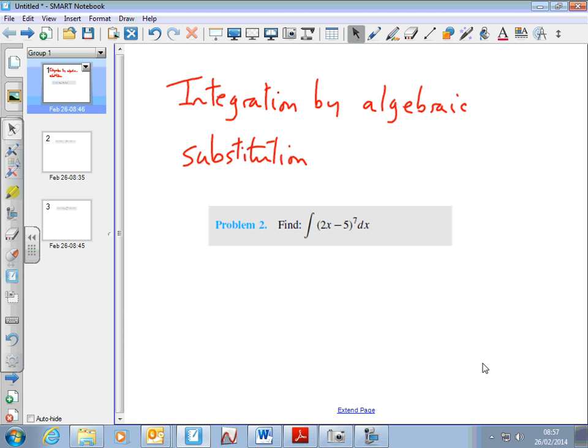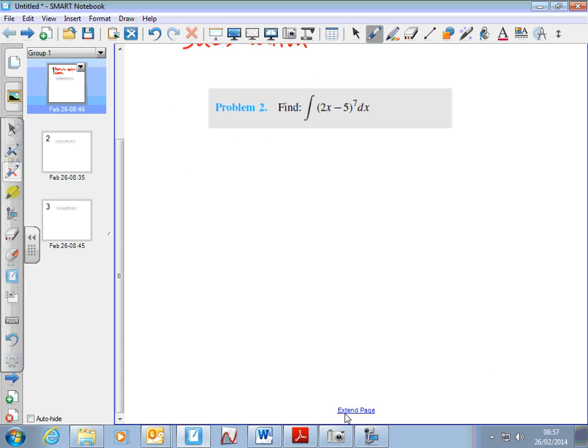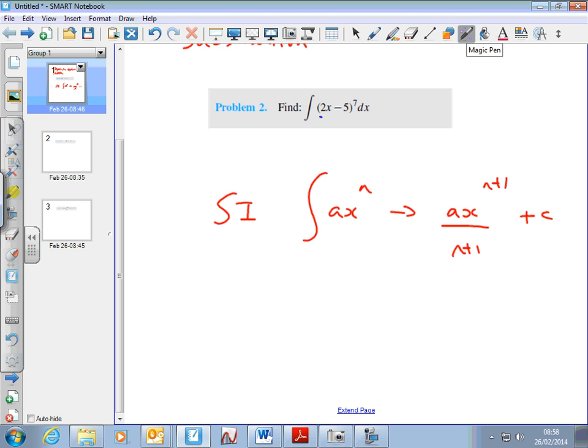So, this example then. The standard integral that's going to be useful here, the one we want to try and use, is this: the integral of ax to the n is ax to the n plus 1 over n plus 1 plus c. In other words, you just add 1 to the power and divide by the new power. The trouble is that this is not x, it's 2x minus 5, and so it doesn't look like the standard integral.